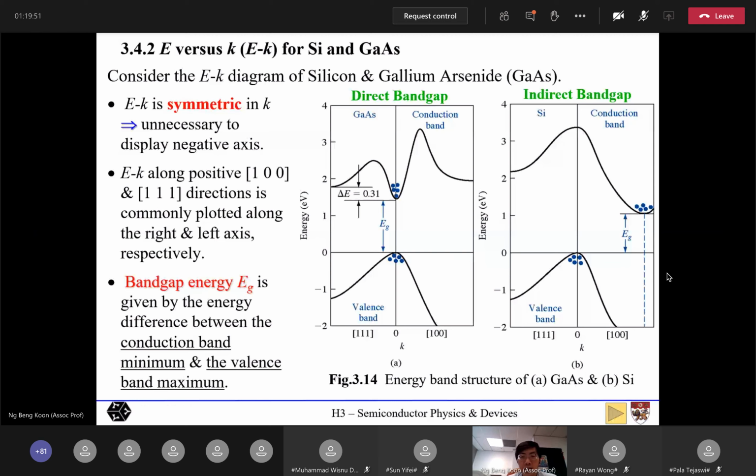In the case where they occur at different K values, like this one that you see here in silicon, the silicon EK diagram is actually this. You find that the minimum point K value in the conduction band and the maximum point K value in the valence band are different K values. For such a semiconductor, we call this an indirect band gap semiconductor. So there's a difference. Of course, the band gap is always between the lowest point in the conduction band and the highest point in the valence band. This separation here is called the band gap.